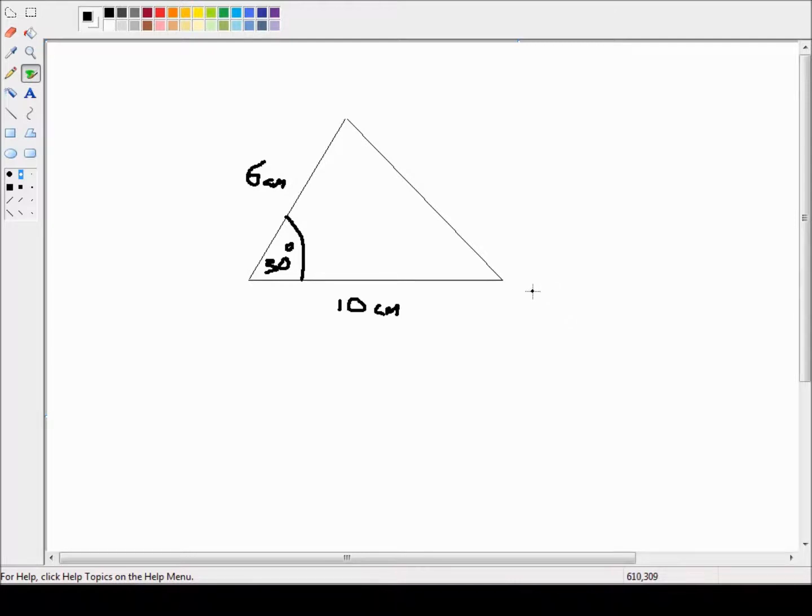Well, we don't have the height of the triangle, so we can't use half base times height. So we can use the next best thing, which is a half ab sine C, where C is the angle in the middle of lengths A and B. So this is a half times 6 times 10 times sine 30 degrees.